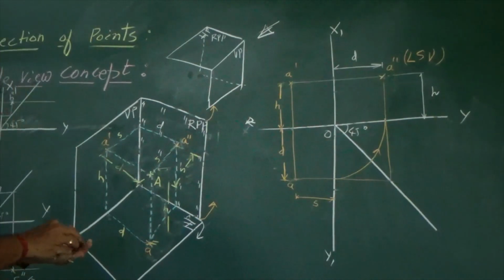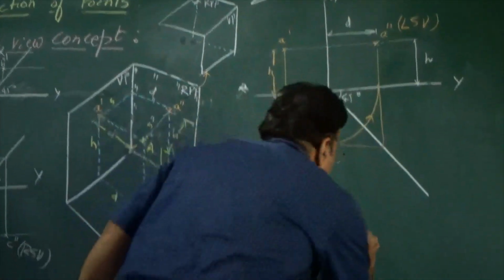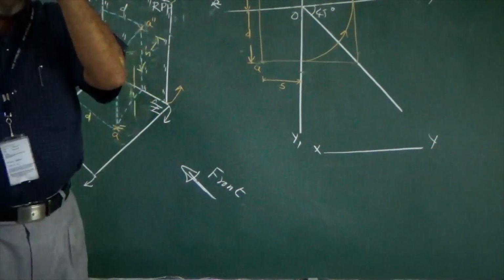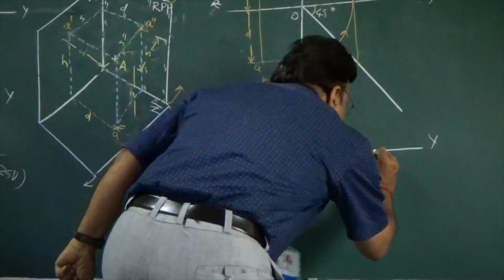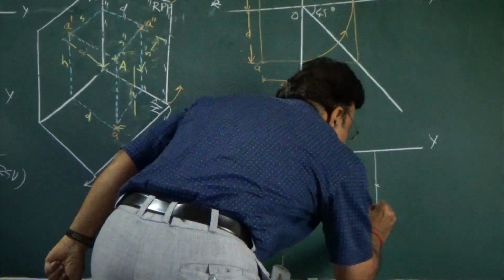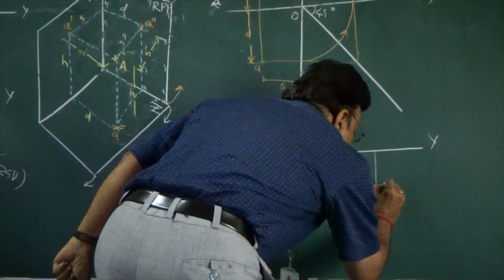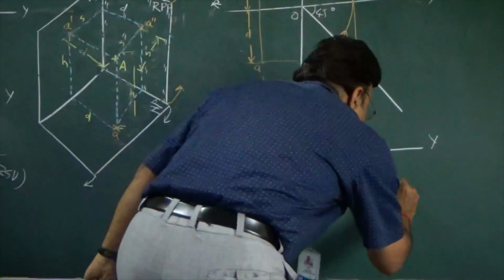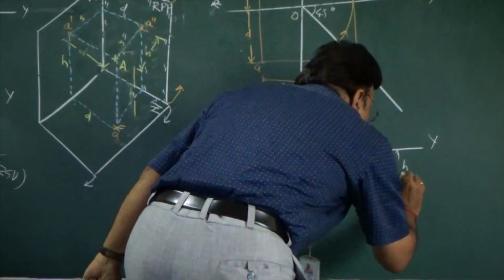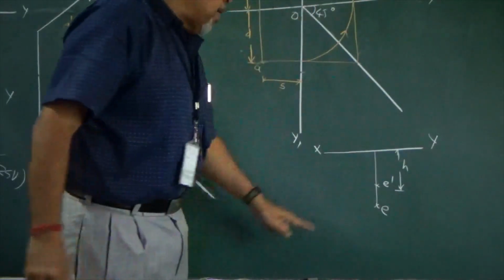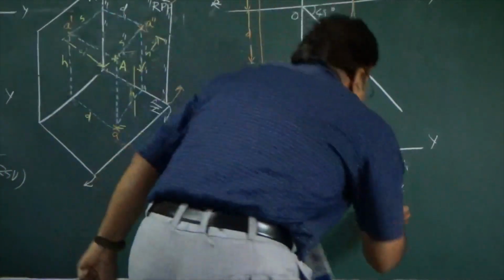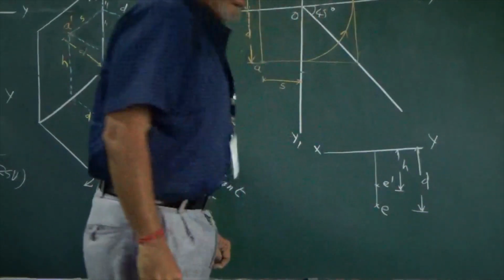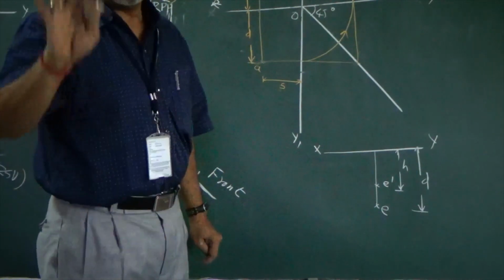Finally, if the point is in the fourth quadrant, let me just complete that also. Let us say a point is in the fourth quadrant. So what do you do in a fourth quadrant problem? Both top and front view should be below xy. So let me consider that. Let us say the points E dash and E. So E dash means what distance? The point is h distance below the HP. Now what does this E distance mean? The point is D distance in front of VP.